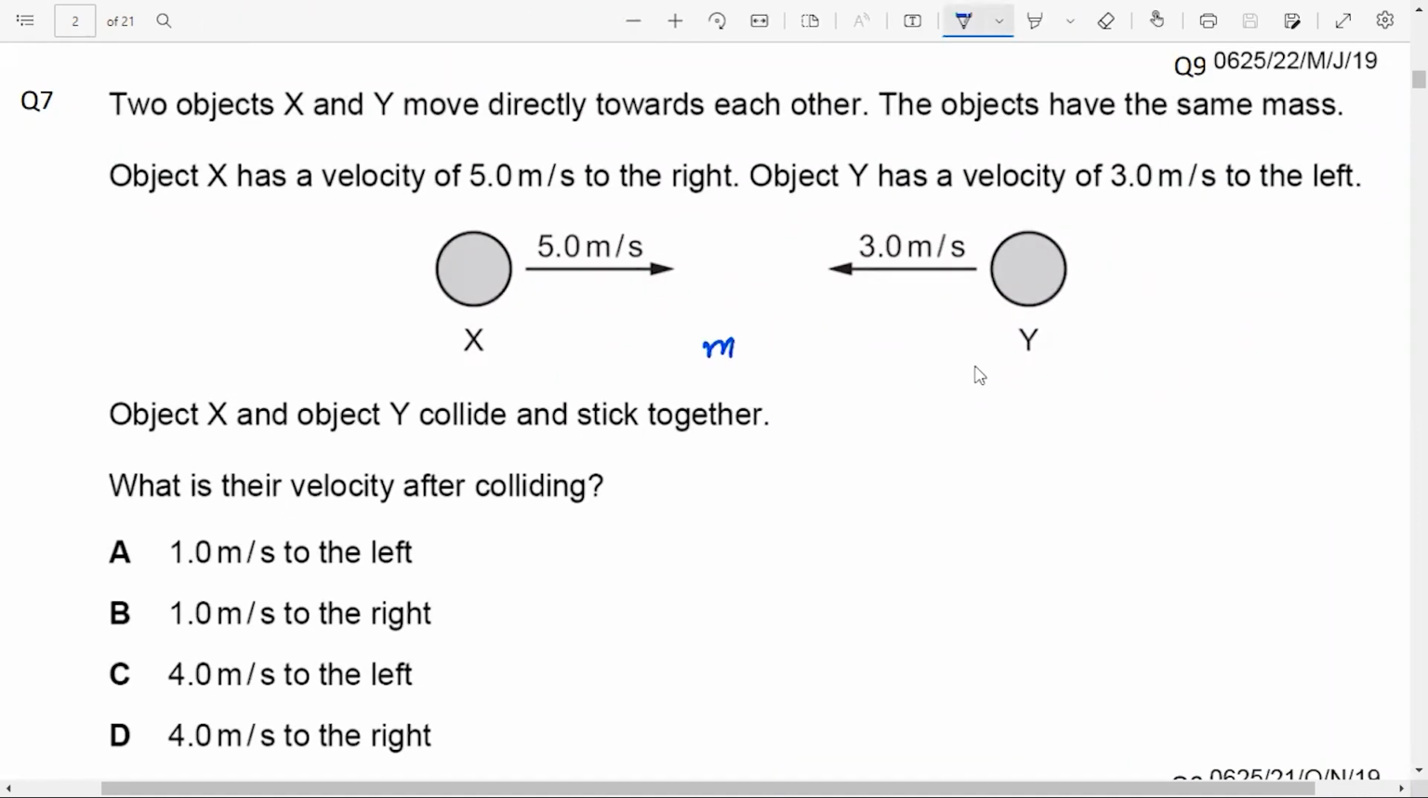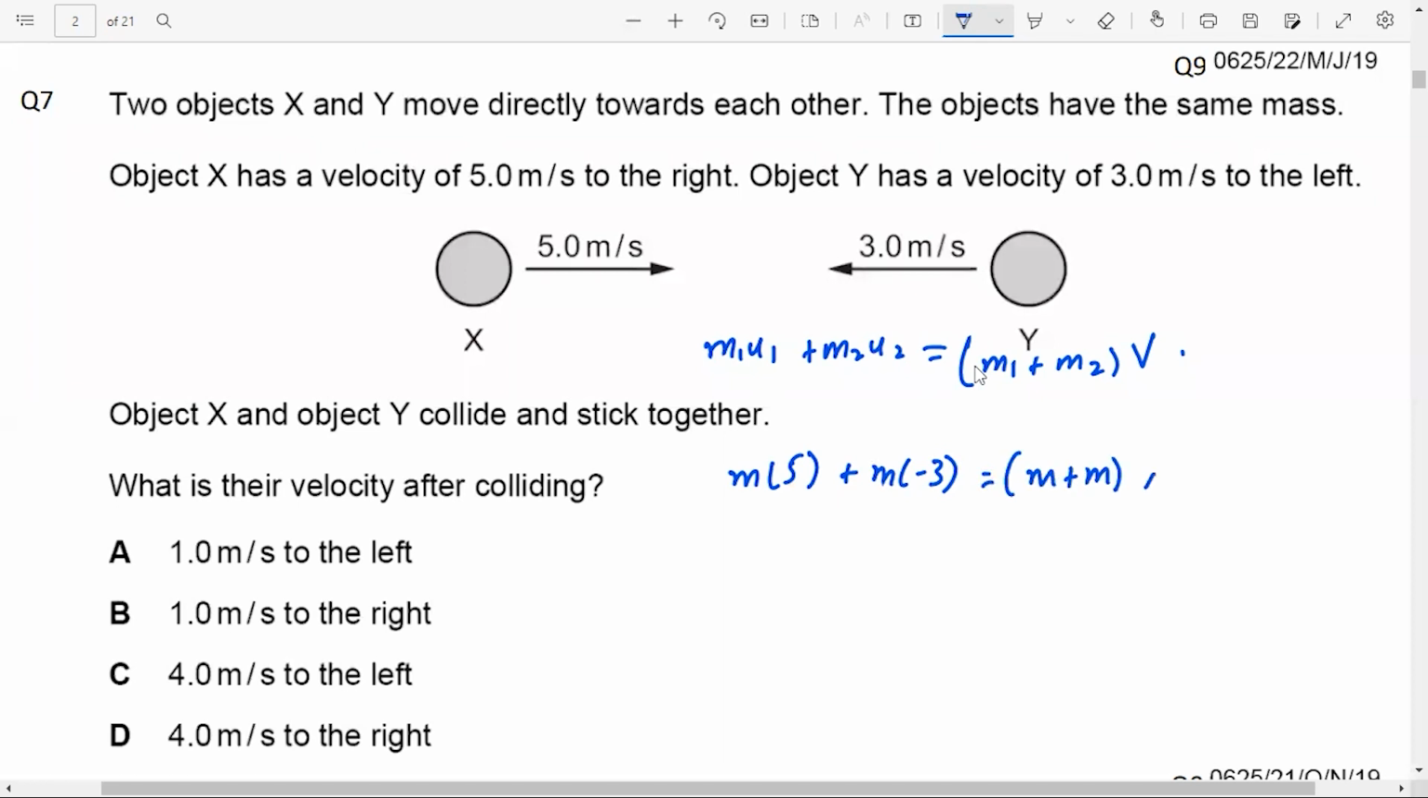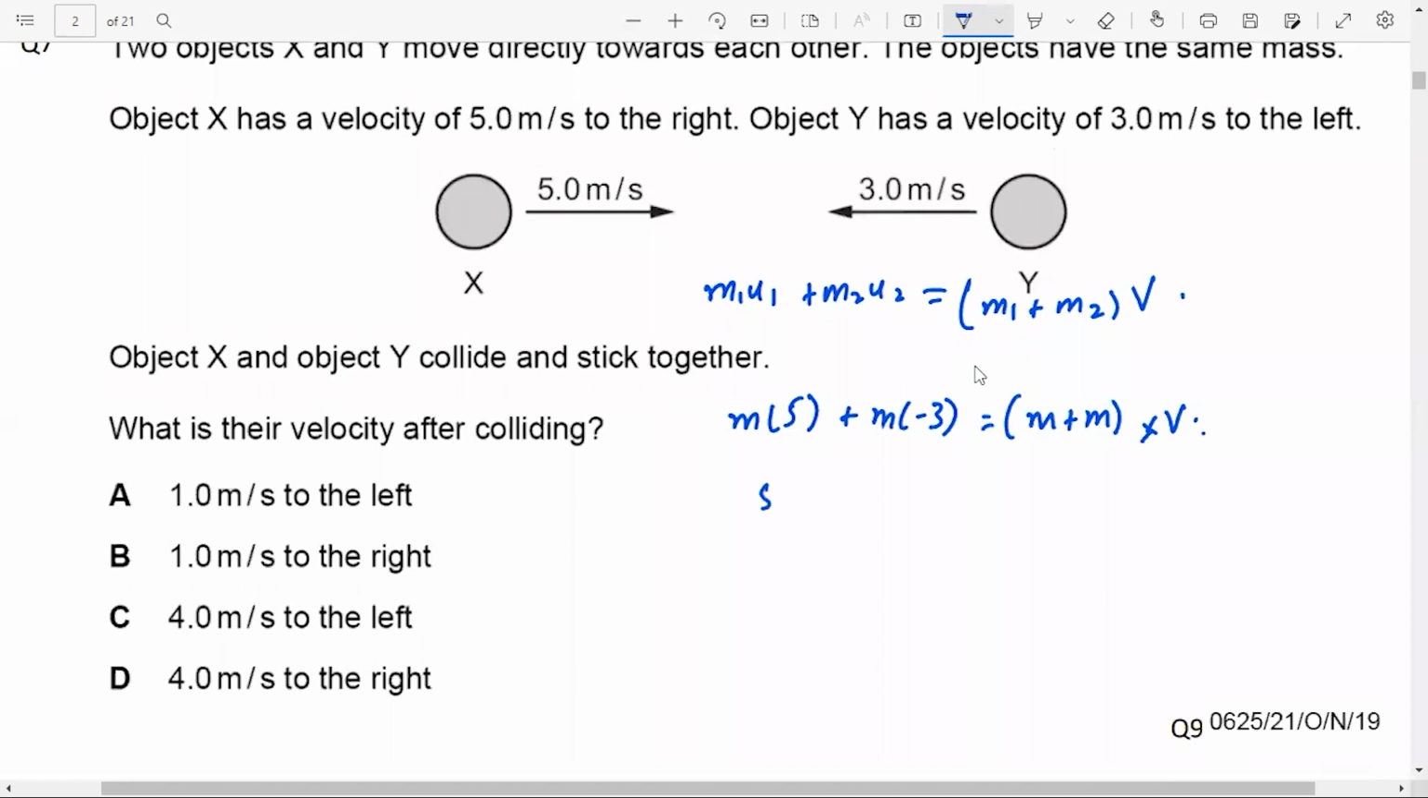ठीक है, m1 u1 plus m2 u2 is equal to what? m1 plus m2 into v. अच्छा, m1 आपके पास यहाँ पे क्या है, उसने कहा है कि the objects have the same mass, तो it doesn't matter, इसको हम m ले लेते हैं। u1 is plus 5, अब ये m है, u2 is -3, ऐसे ही। m1 plus m2 में एक m हो गया, दूसरा भी m हो गया, into v, and this becomes 5m minus 3m is equal to 2m into v.